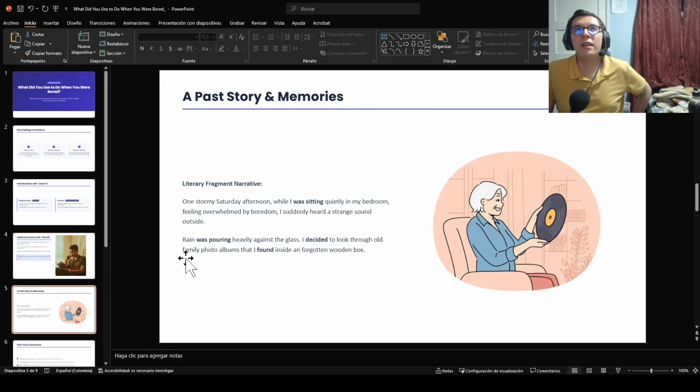Past stories and memories. Literary fragment, narrative. One stormy Saturday afternoon, while I was sitting quietly in my bedroom, feeling overwhelmed by boredom, I suddenly heard a strange sound outside. Rain was pouring heavily against the glass. I decided to look through old family photo albums that I found inside an old forgotten wooden box.